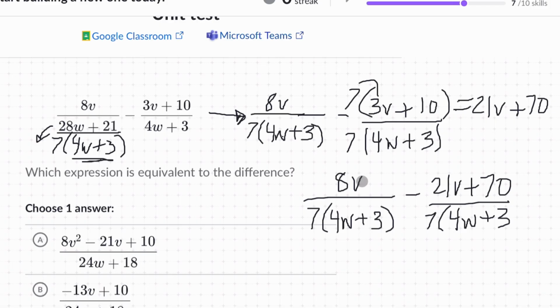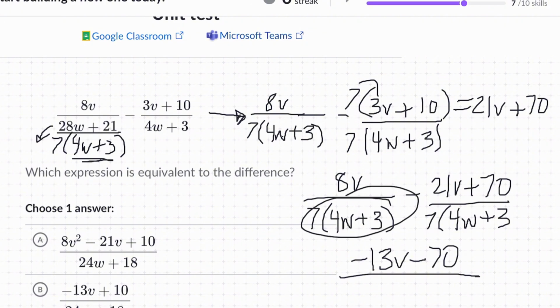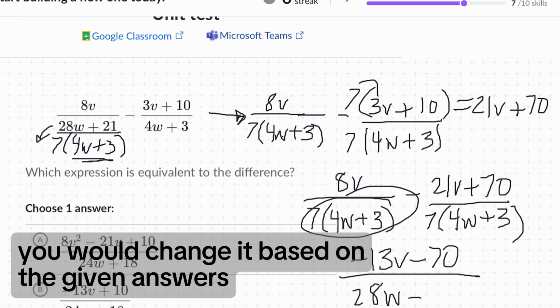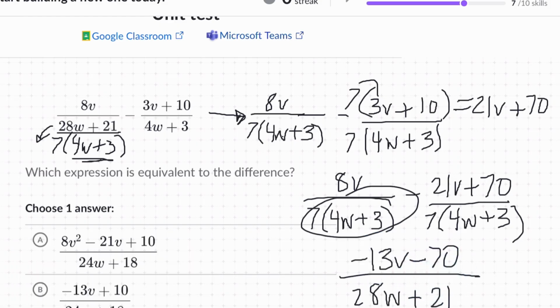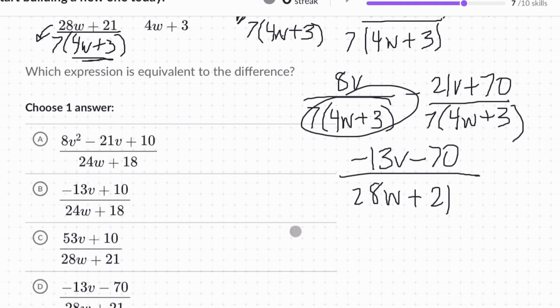So 8v minus 21v will give us negative 13v, negative 13v. And then because it's a subtraction sign, it's going to be negative 70 over this denominator. But we can put that back to 28w plus 21. Also, if we go back to the beginning step, we could have just multiplied this by 7. We didn't need to factor this out. So our answer should be D.